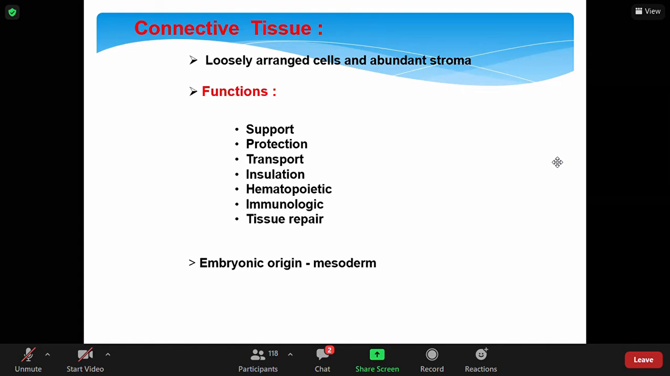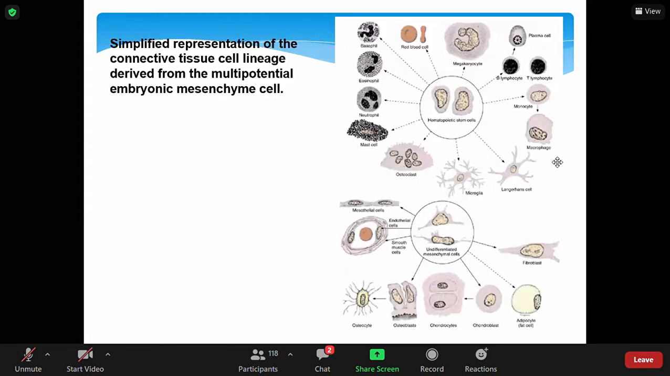Okay, I'll proceed to my lecture. So we would finish this one. So embryonic origin is the mesoderm. Now, if you look at the picture, you would see here that the connective tissue cell lineage is derived from a multi-potential embryonic mesenchyme cell, multi-potential. Meaning to say it came from one only, yet it is possible to produce all these types of cells. So you can see here in the illustration, you have this embryonic multi-potential mesenchyme cell.